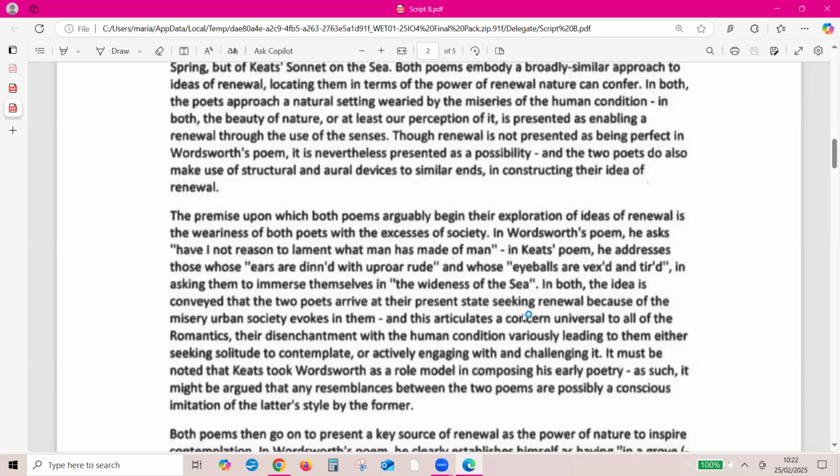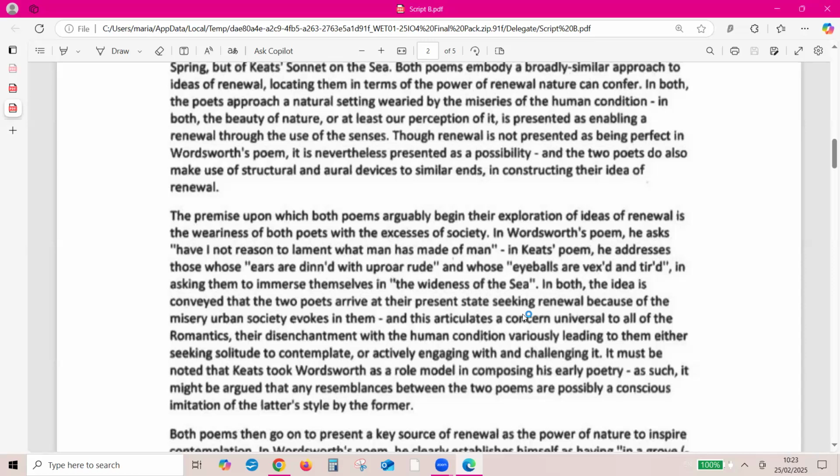The premise on which, arguably, both begin is that the weariness of the poets begins an exploration with the excesses of society. In Wordsworth's poem, he asks, "Have I not reason to lament what man has made of man?" In Keats's poem, he addresses those whose ears have dinned with uproar rude, and whose eyeballs are vexed and tired, in asking them to immerse themselves in the wideness of the sea.